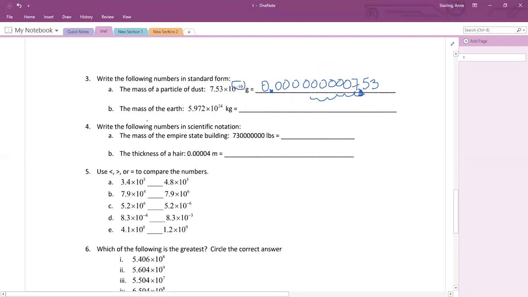Now what this 24 tells me, and again, the mass of Earth is going to be really, really big, is that I'm moving 24 decimal places to the right. So I'm going to write 5, and then the 9 counts. So 1, 2, 3 of my 24. So then I have another 21 zeros I need to write.